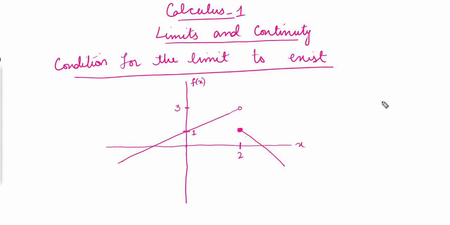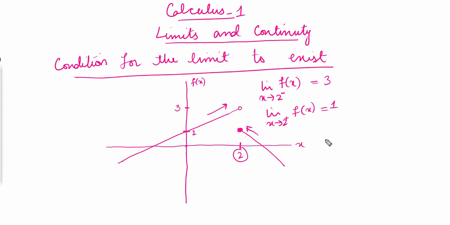Alright, so this is the graph. So we have to check the limit as x approaches 2. So the value of f of x when x approaches 2 from the left side, like from this side, is equal to 3. And when we approach 2 from the right side, so I'll just write limit x approaches 2 plus of f of x will be equal to, if you approach it from the right side, the value of f of x will be equal to 1.